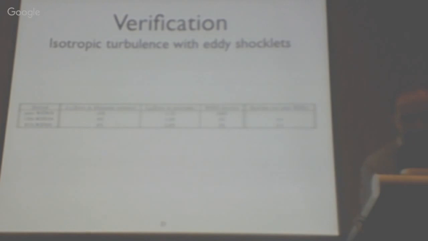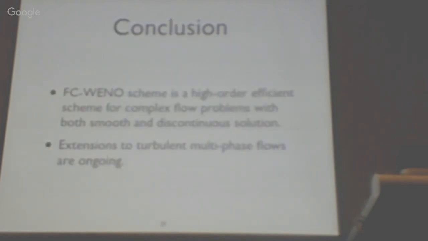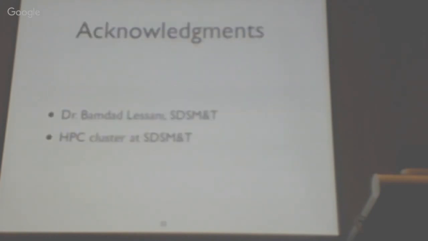In conclusion, FC WENO is a high-order efficient scheme for complex flow problems with both smooth and discontinuous solutions. Extensions to turbulent and multi-phase flows are ongoing. I would like to thank Dr. Lasani for discussion on the turbulence structure, and the runs were done on our high-performance computing cluster at STSMT. Thank you very much. If you have any questions.